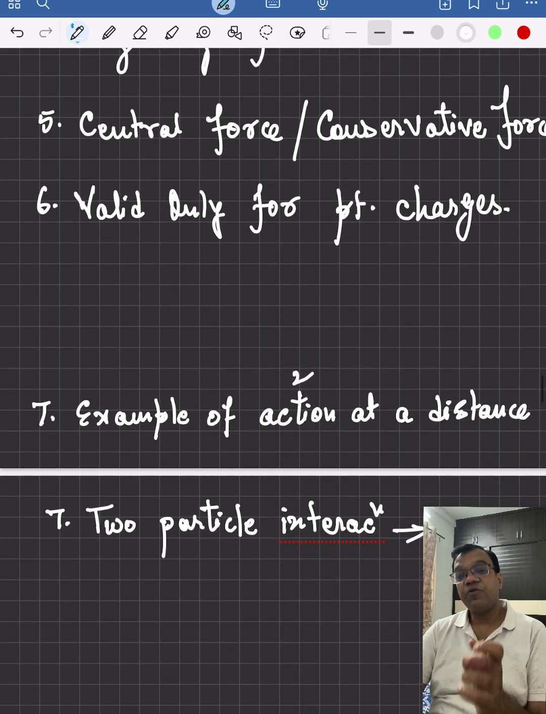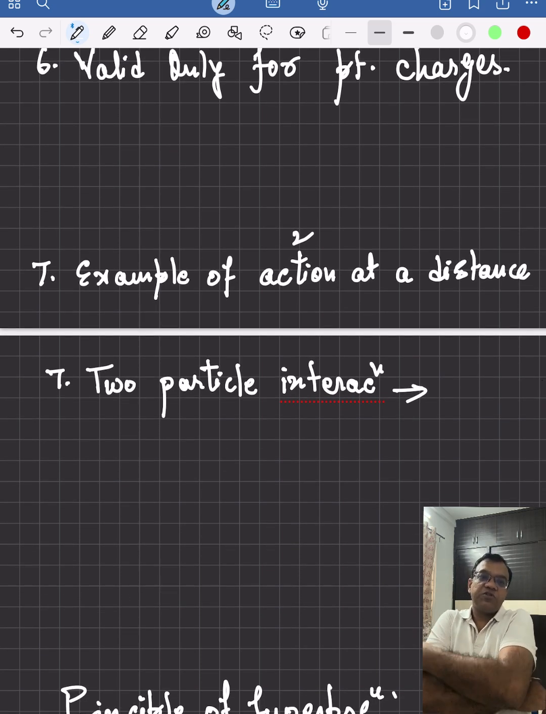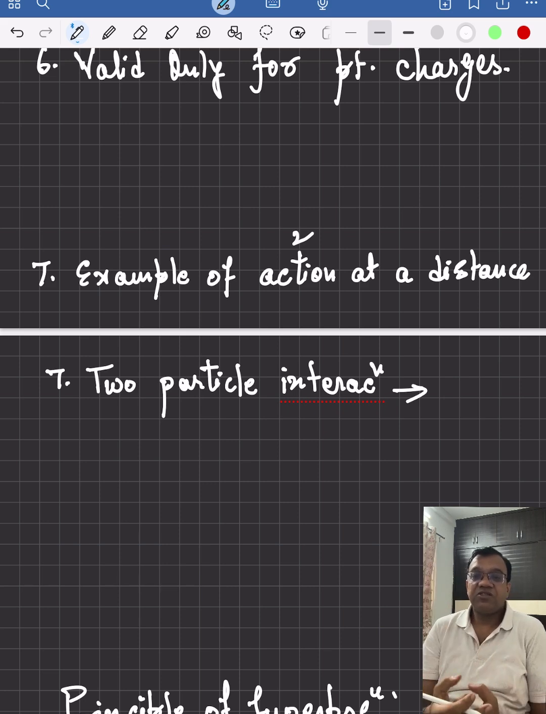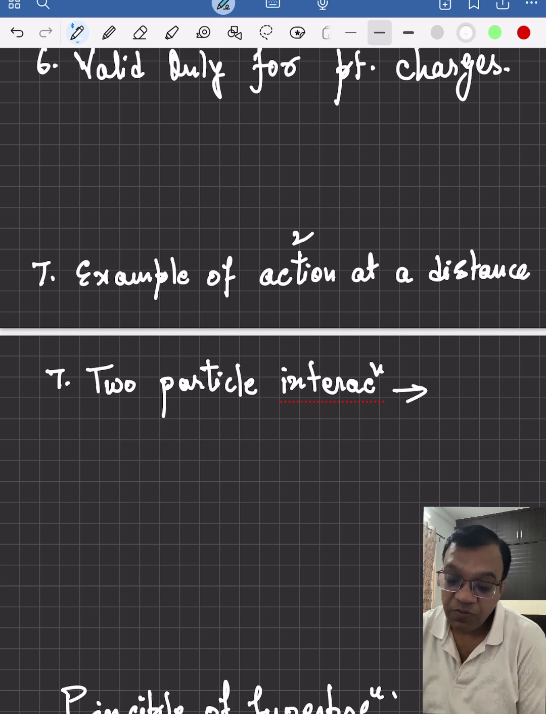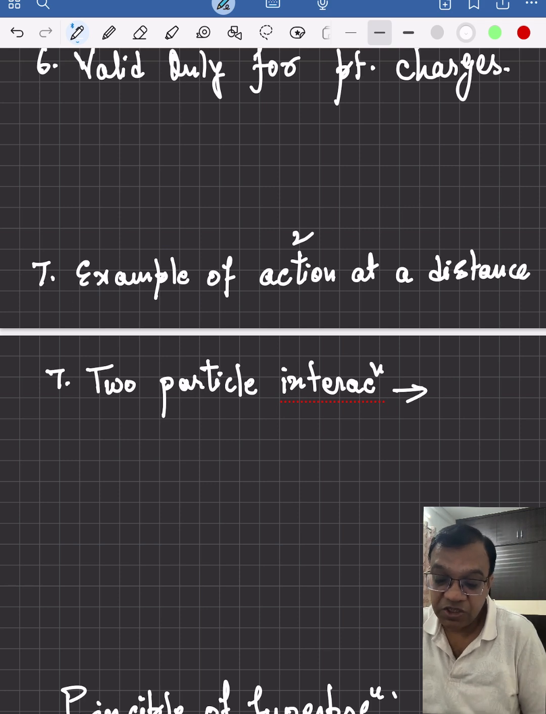It is an example of action at a distance. Meaning of the words action at a distance: when the two point charges are placed at some separation, then also they are going to attract each other. Means this is not a force between two charges or two particles only when they are in contact. Even when there is some separation, they still attract or repel each other. So these types of forces we call examples of action at a distance.